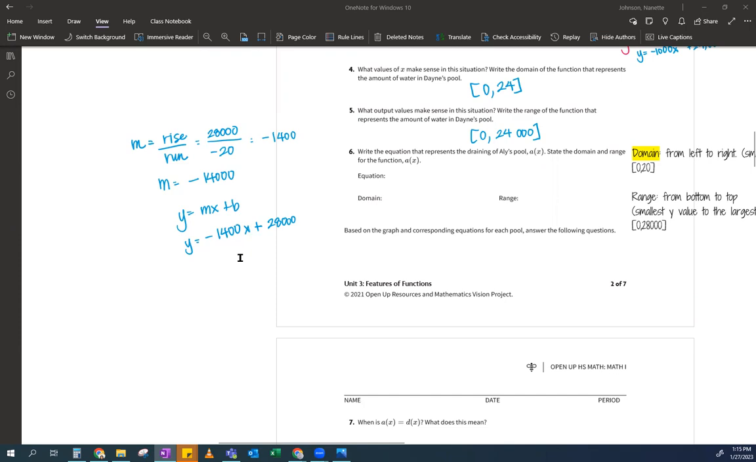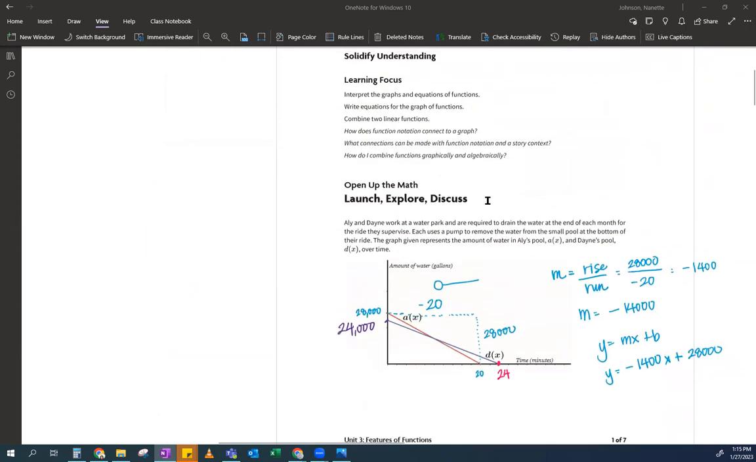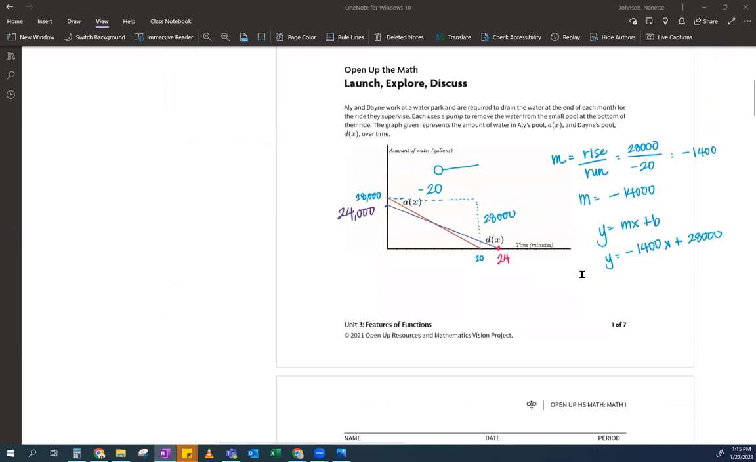So what does this number mean in terms of our context? What does negative 1,400 mean? Yeah, it's our slope, but in terms of our context, what does that mean? Yeah, it sounds really weird, but it's how fast our water is draining. So at 0 minutes, there's 28,000 gallons of water in Allie's pool. The next minute, she has 1,400 gallons less. The next minute, she has another 1,400 down and another and another.